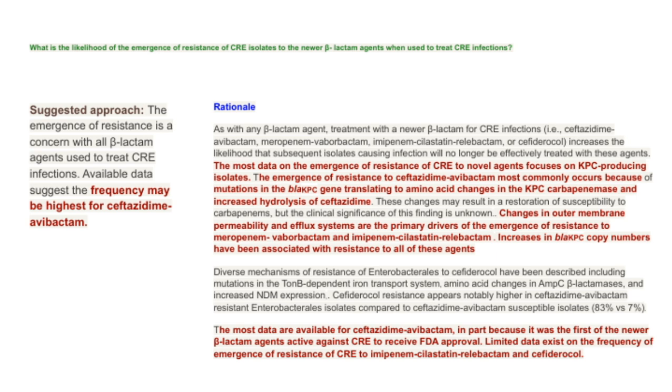in susceptible ones. Most of the resistance data we have is for ceftazidime-avibactam, mainly because it was the first of these new agents approved by the FDA for CRE. Unfortunately, there's limited data on how often resistance emerges with imipenem-cilastatin-relebactam and cefiderocol. So the key takeaway is that resistance can and does develop with all these agents, but the likelihood seems highest for ceftazidime-avibactam. This highlights the importance of careful use and ongoing surveillance to preserve their effectiveness as much as possible.